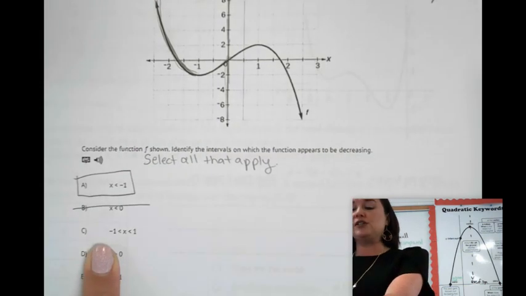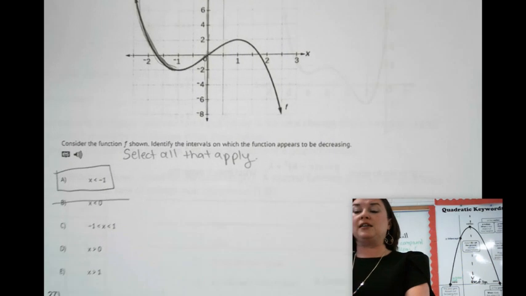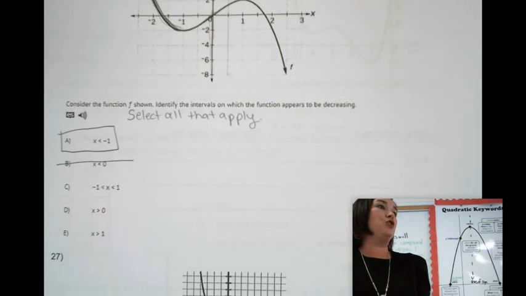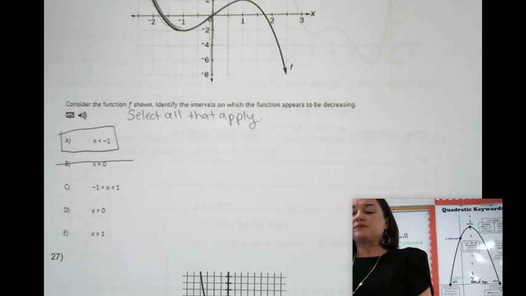What I want you to do is look at C, D, and E and see which of the other ones you think we should circle. What does C mean? Between -1 and +1. Try C, D, and E.